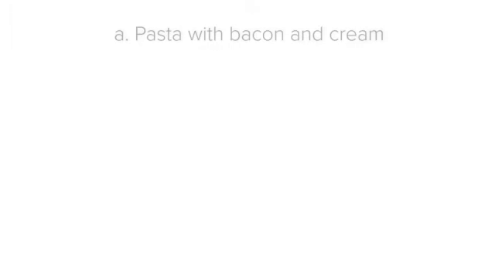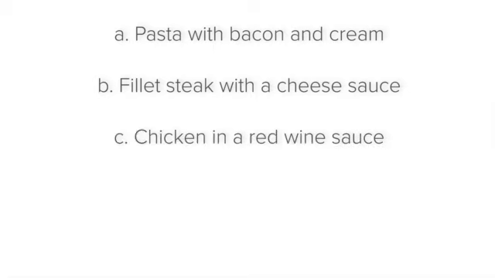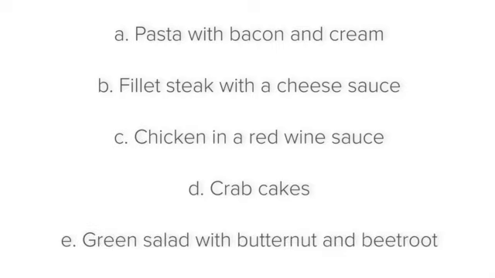Have a look at the following 5 menu items: pasta with bacon and cream, fillet steak with a cheese sauce, chicken in a red wine sauce, crab cakes, and green salad with butternut and beetroot. Which of these would you recommend to a vegan guest?